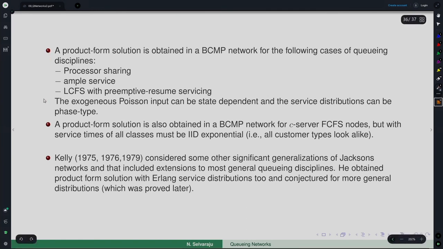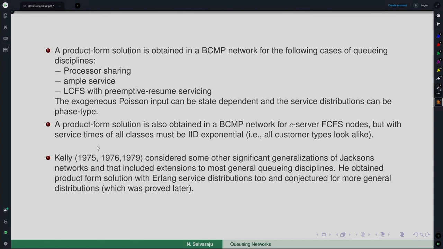And they also gave one more class of queue discipline for which this product form solution holds, that is a C server FCFS node, but now the service times of all classes must be IID exponential, which means as far as the node is concerned, all customer types look alike, there is no distinction. Only in that case they obtained the product form solution. Of course, there were generalizations from that point onwards along these lines, as happens in any area.